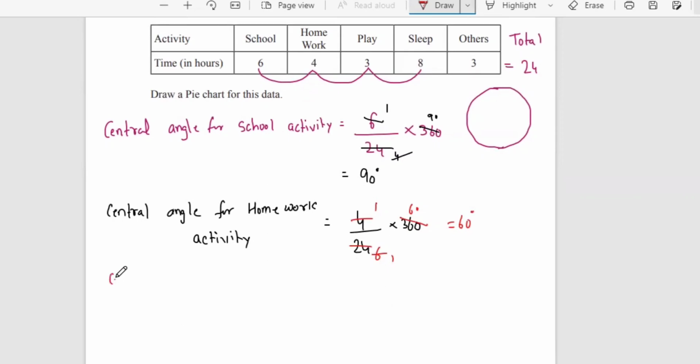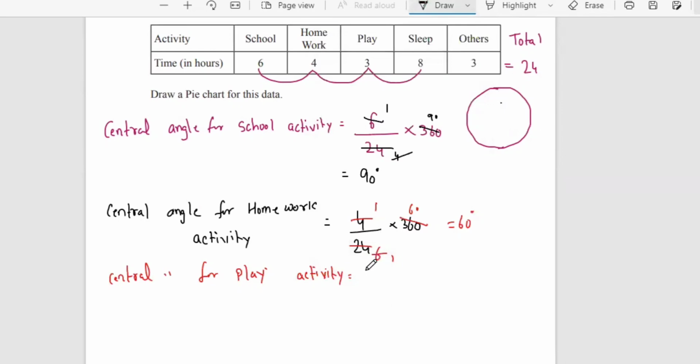Moving further, the central angle for the playing activity. Playing and play are one and the same, so we go according to the question. They said play, so we'll go with play activity.